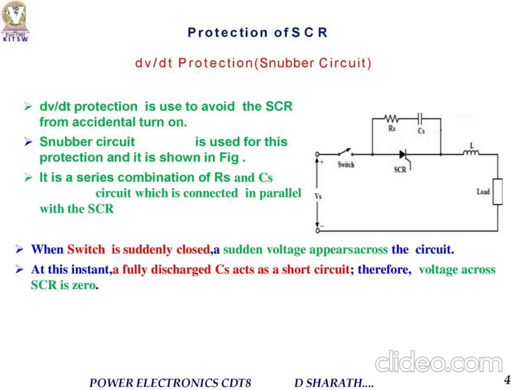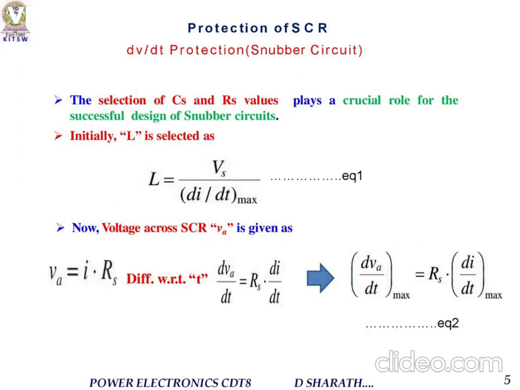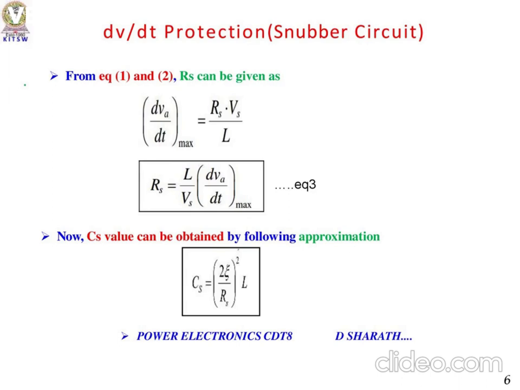In this, a series combination of Rs and Cs is connected in parallel to the SCR, for when a sudden voltage appears across the circuit. The selection of Cs and Rs values plays a crucial role in the successful design of the snubber circuit. Initially, L is selected as L equal to Vs by di by dt max. The voltage is given by Va equal to Rs into I. Differentiating with respect to t, dVa by dt equals Rs into di by dt. From that, dVa by dt max equals Rs into di by dt max.